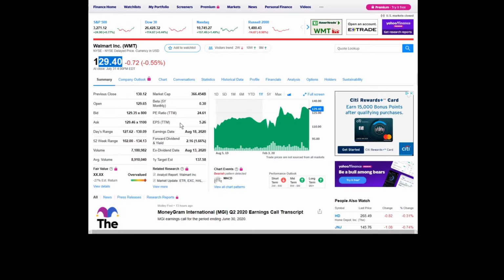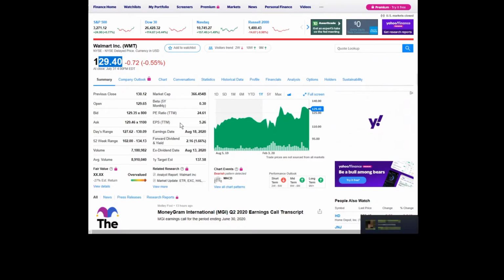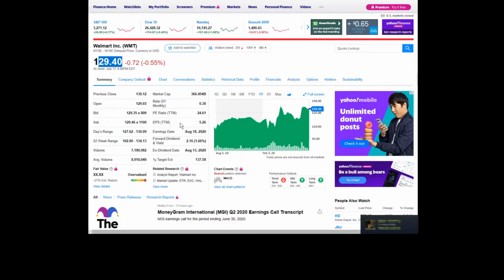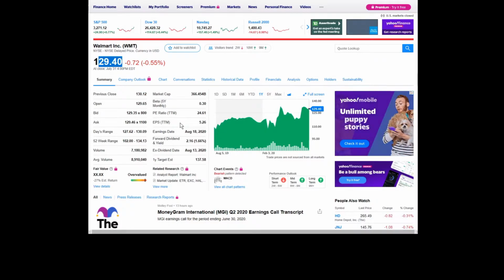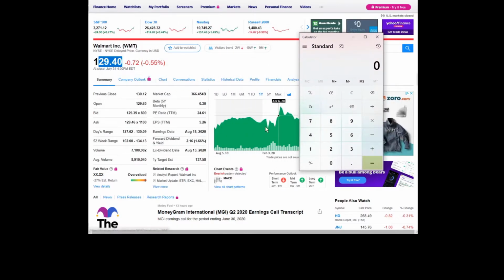So let me say that one more time. For every dollar that Walmart earns per share, you are paying $24 per share to purchase that $1 a year in earnings. So it's a simple fraction. Let me go ahead and get up a calculator here, and let's play with that for a second. So this fraction is 24 to 1. So it's 24 divided by 1, and we have that. So if we take our 129.40 and we divide that by 24.61, bet you that earnings per share is $5.25.